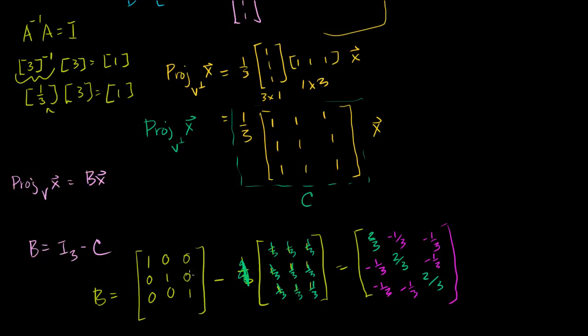And just like that, we've been able to figure out our transformation matrix for the projection of any vector x onto V by essentially finding the transformation matrix for the projection of any x onto V's orthogonal complement first. Anyway, I thought that was pretty neat. And you could rewrite this as being equal to 1/3 times 2's along the diagonal, and then you have minus 1's everywhere else. Anyway, see you in the next video.